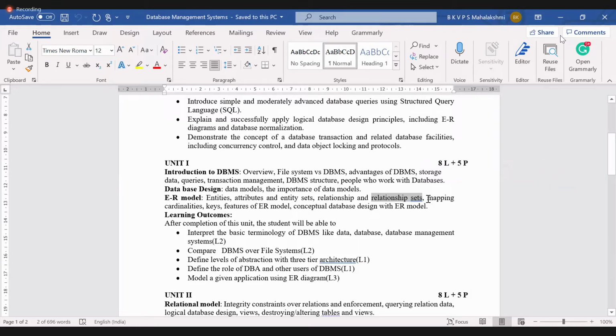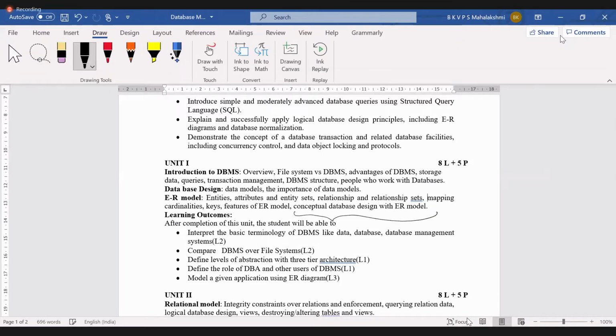And now we have to start mapping cardinalities and keys in detail. If we cover this mapping cardinalities, then definitely we can draw the complete ER model for the specific data sets. This is our first lab experiment, ER model. Understand, ma'am? Yes, ma'am. Stop sharing this one also.